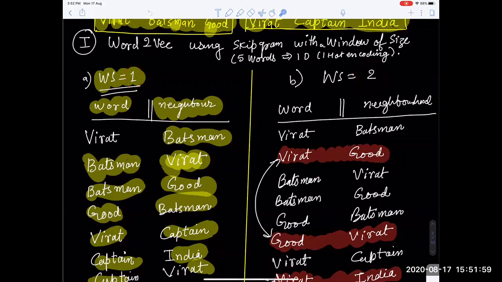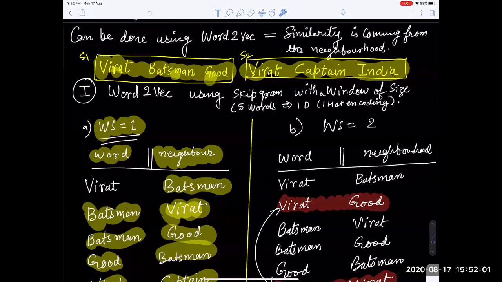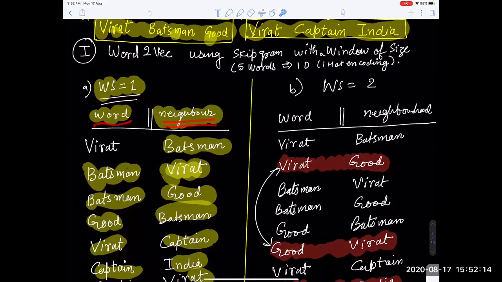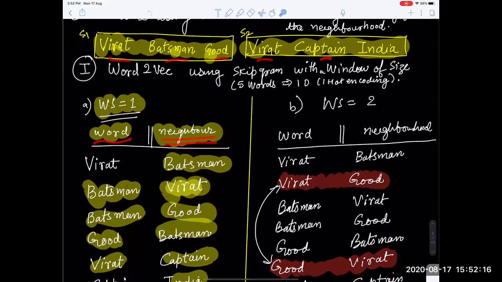For both of these, I am just showing how we are going to get my network trained, and how we are getting the ground truth. That's going to be words and their neighbors. So Virat, batsman, good. Virat, captain, India. So Virat and batsman, if my window size is 1. Then batsman and good, batsman and Virat. So you can see batsman, Virat, batsman, good.